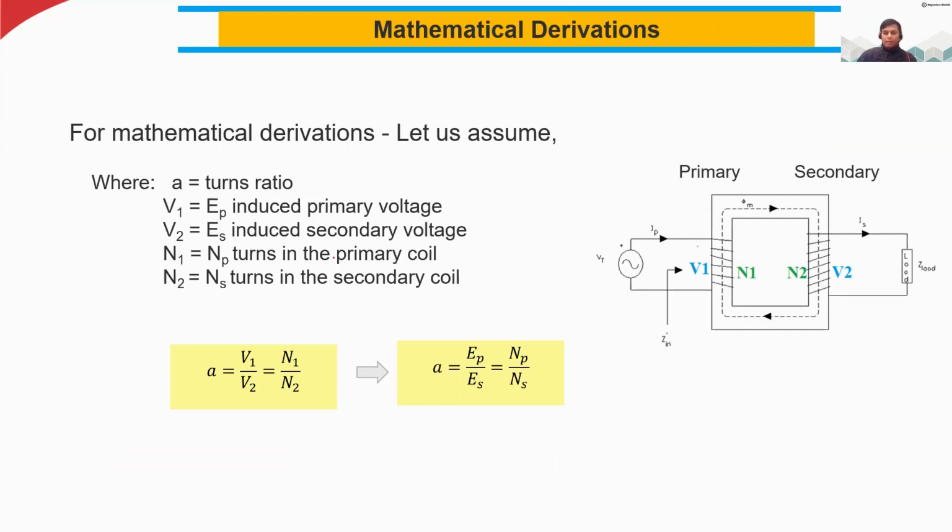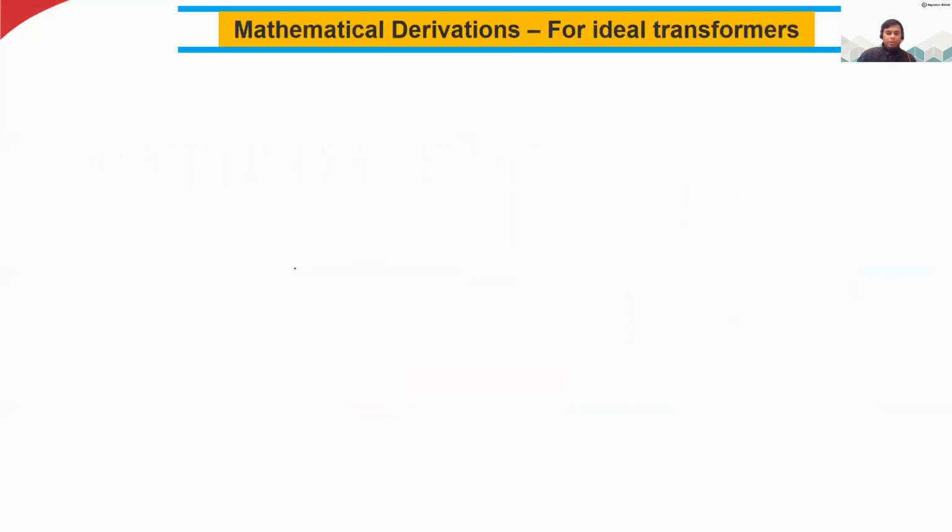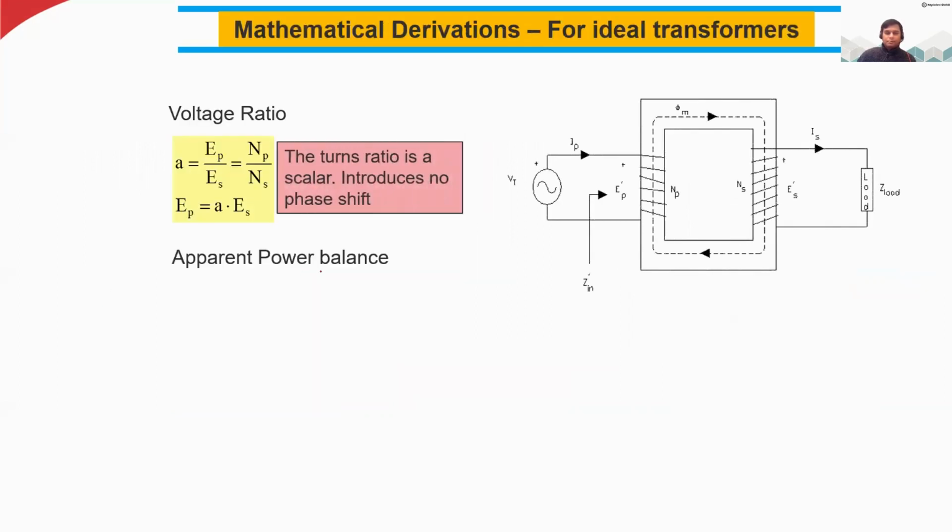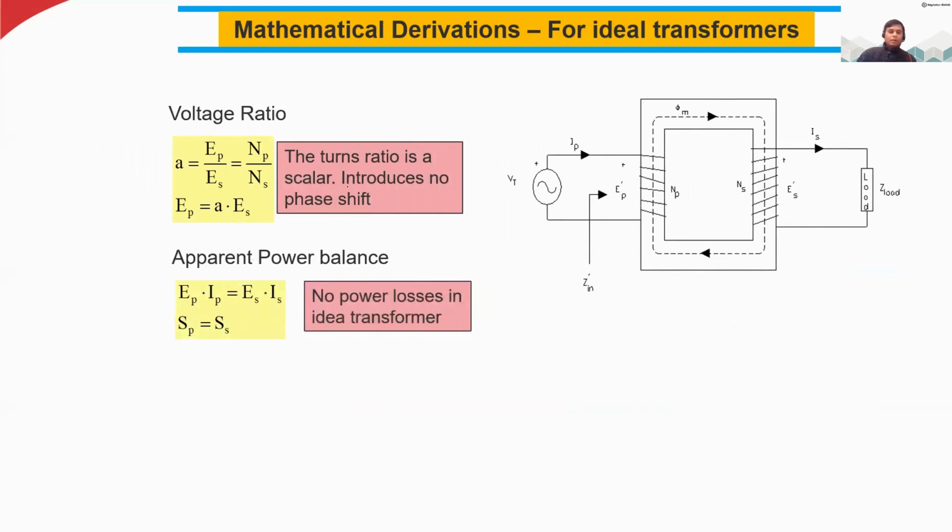For further simplification in the problems, I will consider V1 as EP and V2 as ES. It means EMF induced in the primary and EMF induced in the secondary winding. Similarly, the number of turns in the primary winding will be NP and in the secondary winding NS. Similarly, this is going to be VP and the other side is going to be VS. Okay, so now we will move on. So now you know what the turns ratio is.